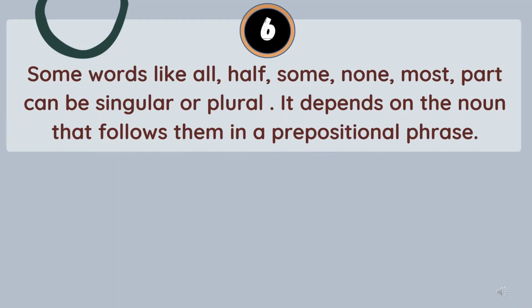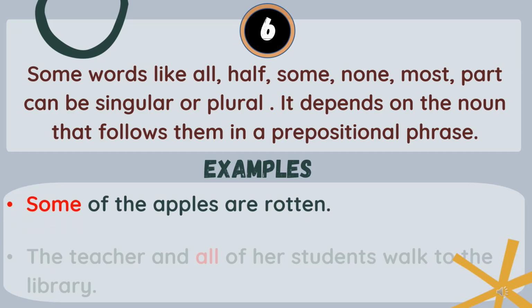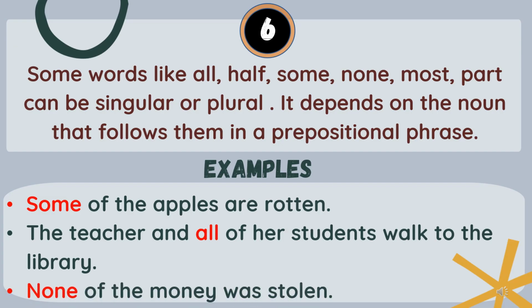Some words can be singular or plural, depending on the noun after them. Keywords: all, half, some, none, most, part. How to decide: look at the noun and the prepositional phrase. If the noun is plural, use a plural verb. If the noun is singular, use a singular verb. Examples: some of the apples are rotten, apples are plural. None of the money was stolen, money is singular. Memory tip: the word after of tells you whether to use is or are.